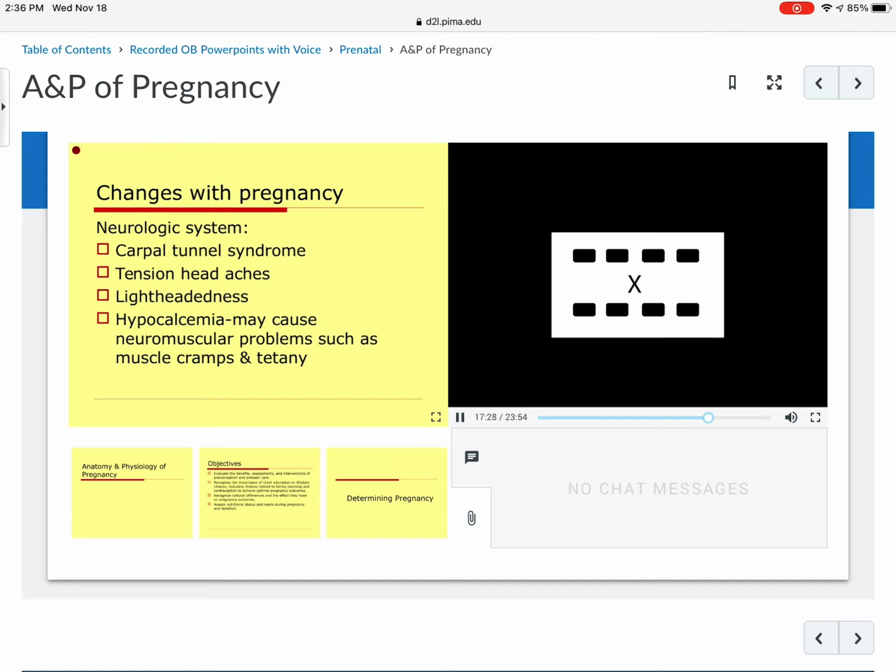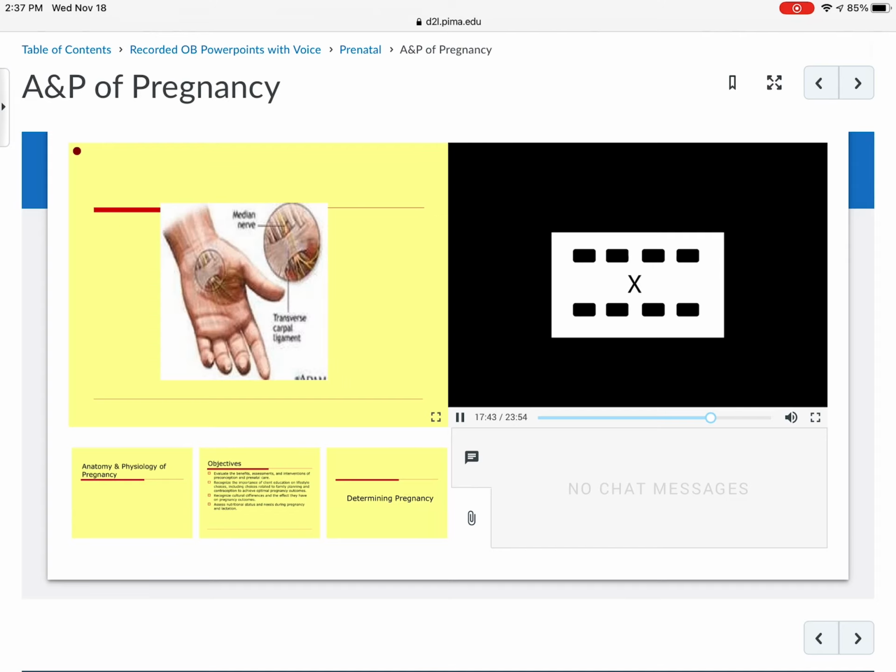Carpal tunnel syndrome sometimes happens. Tension headaches occur, lightheadedness. Some people may get muscle cramps at night, and we encourage them to take calcium and their prenatal vitamins, which also have magnesium in them. Carpal tunnel syndrome, I had a doctor friend that had that and had a hard time doing deliveries, and hers went away after delivery, and some people have a problem even afterwards.